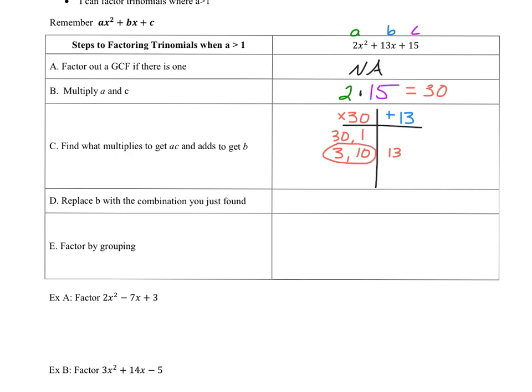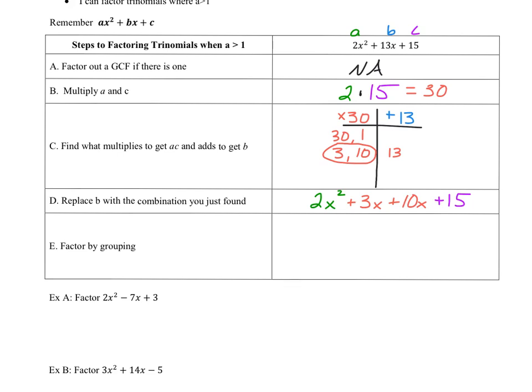So for part D, it says replace B with the combination you just found. So what that is telling me to do is I have my A value, my 2x squared, and then instead of B, so instead of that 13x, I'm going to put in the 3 and the 10, and so on. I'm putting x's next to them because that 3x plus 10x, that is 13x, right? So all I'm doing is pulling that 13 apart into two different numbers, and then I have my 15, my c value still there.